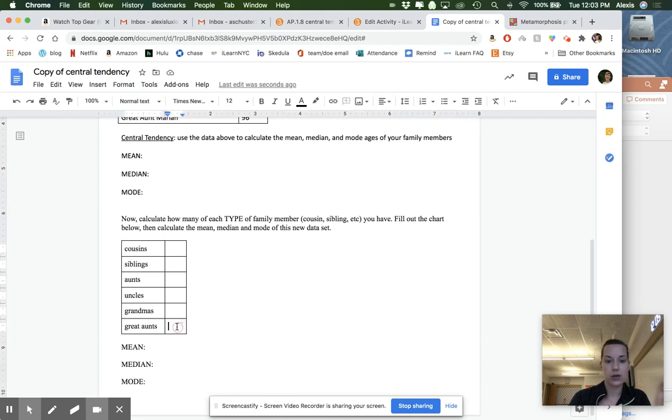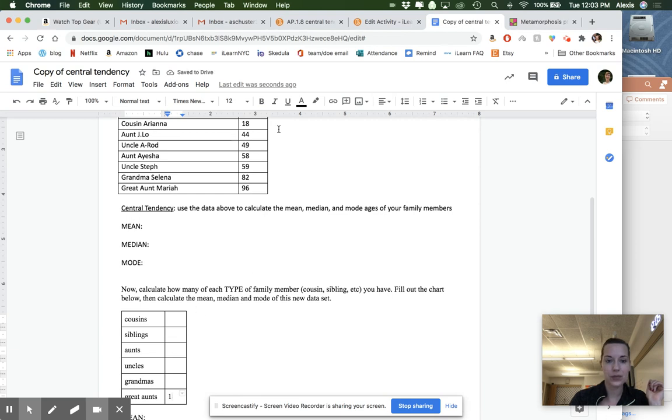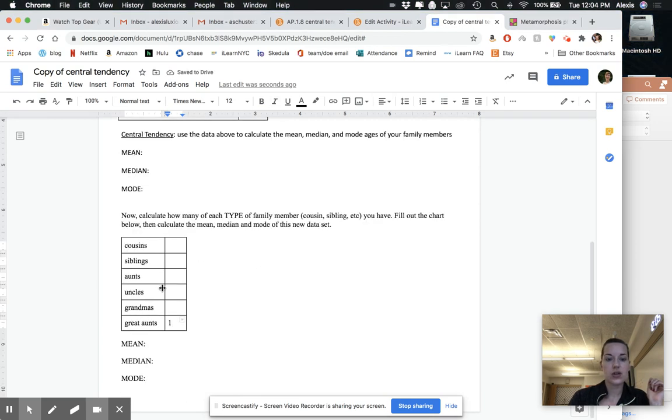So let me help you. You have one great aunt. It's great Aunt Mariah, all right? You have one, so you're gonna fill in this chart, and then you're gonna use this new data set to do the mean, median, and mode. Okay, so same thing we just did, it's just different numbers, same process. And if you need to go back to the PowerPoint or to your notes to remind yourself of how to do each one, that's totally fine.